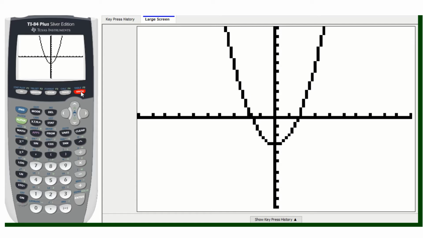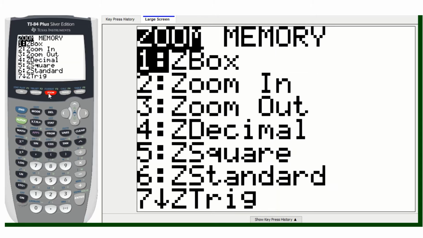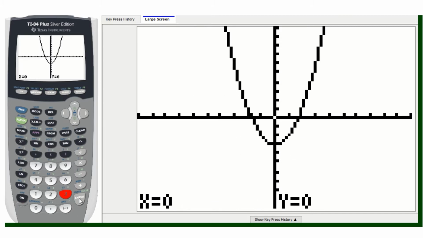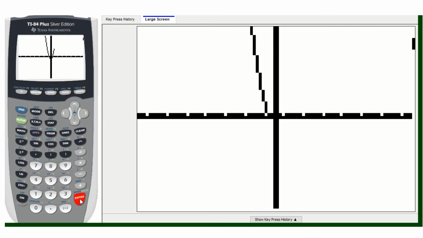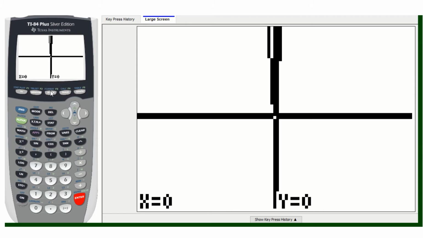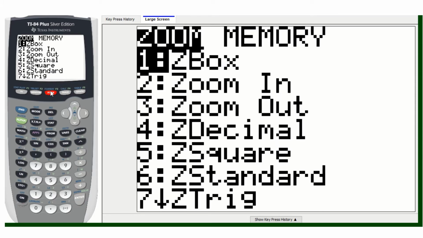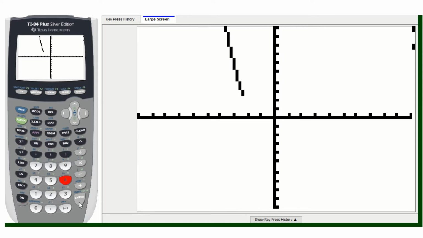If I wanted to zoom in or out, I use my zoom button. Let's say I wanted to zoom out. I'll just pick thing number 3, hit enter. If I wanted to immediately zoom out again, I could hit enter again. If I accidentally was like, whoops, I'm making my graph a hot mess, and I want to go back to how it was before, I would just do zoom and then ZStandard. So thing number 6 would just get it back to how it normally looks.